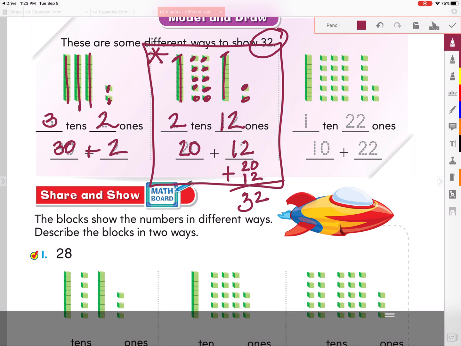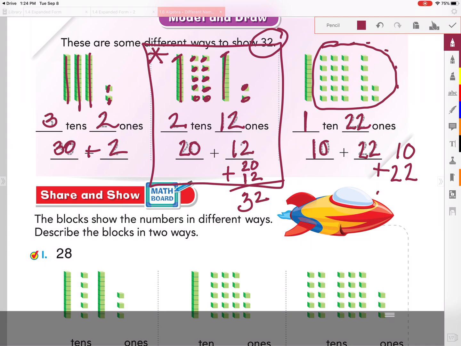They've done the same thing. You started out with 3 rods. They broke 1 rod apart and left us with 2. Now they've broken 2 rods apart to show 22 ones. If you count them, you're going to come up with 1 ten and 22 ones. Let's do an addition problem and check to see if that is still in fact 32. 0 plus 2 is 2. 1 plus 2 is 3. Yes, class, it is still 32.